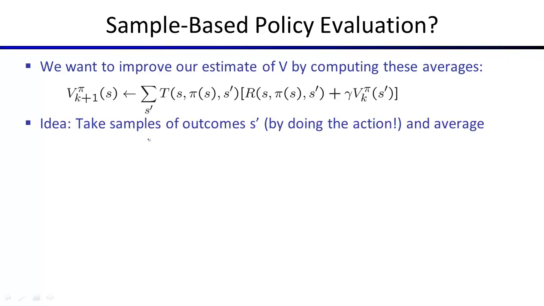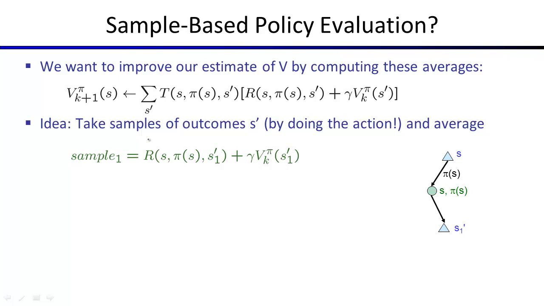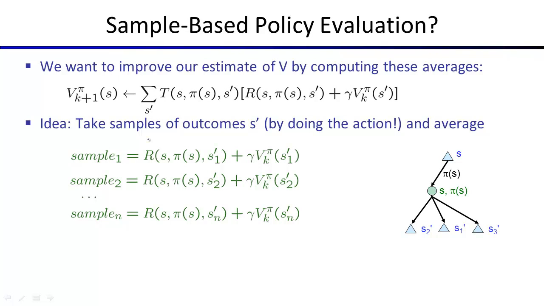Okay, so let's say you take samples of outcomes S prime by doing an action and average, right? So you're in state S, you took your action pi of S, you landed in state S prime. Let's say S1 prime the first time. Now let's say somebody can put you back into state S. You again take your action pi of S. You transition into state S2 prime. You get a new sample. You keep repeating this until you have sufficiently many samples.